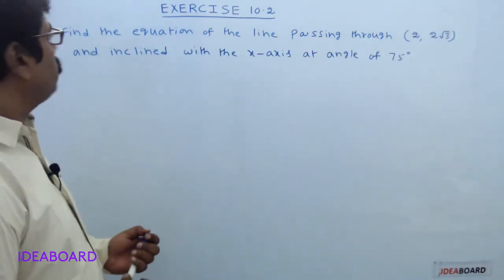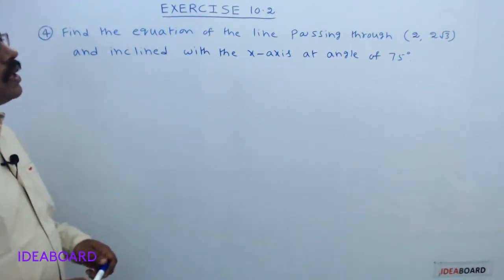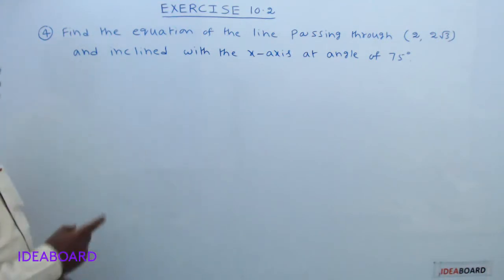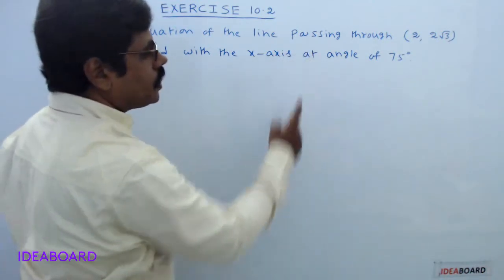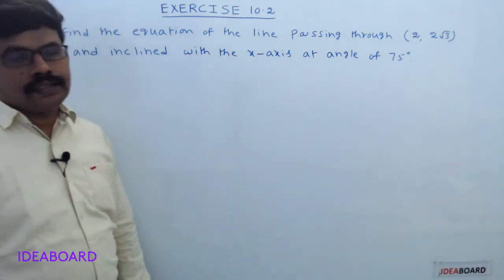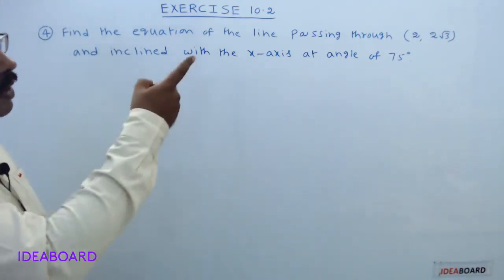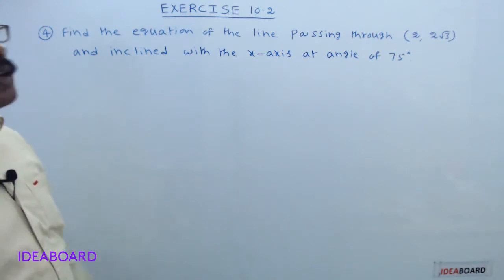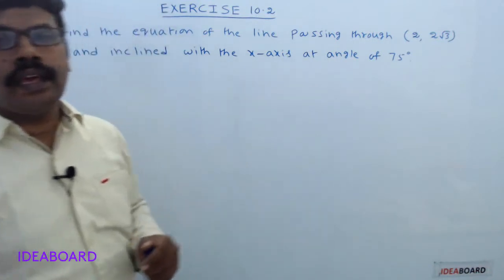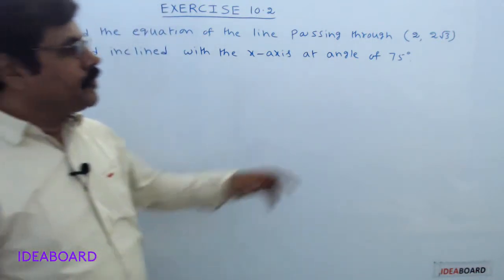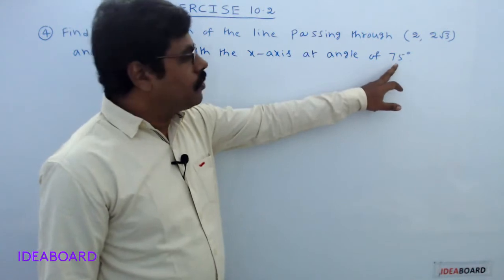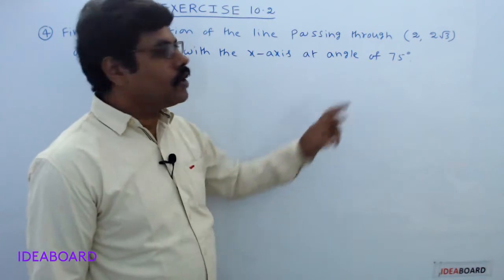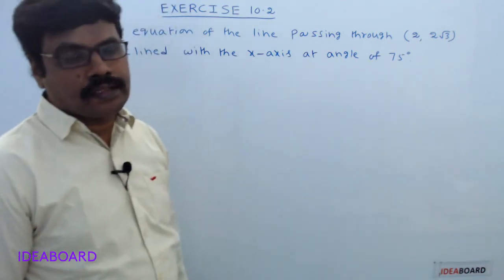Now come to the next problem. Find the equation of the line passing through the point (2, 2√3) and inclined with the x-axis at an angle of 75 degrees. So the required line passes through the point (2, 2√3) and makes an angle of 75 degrees with the x-axis. Here, the required line makes an angle of 75 degrees with the x-axis, which means the inclination of the required line is 75 degrees.